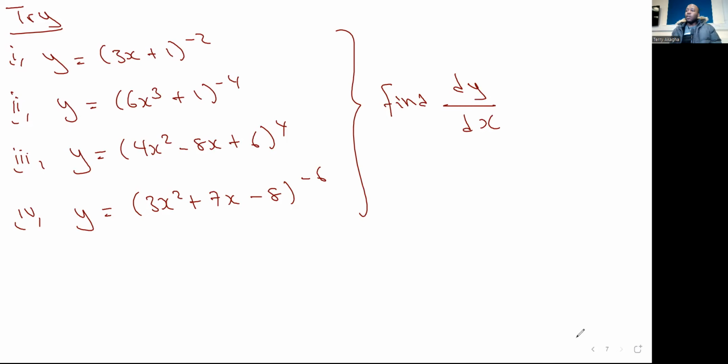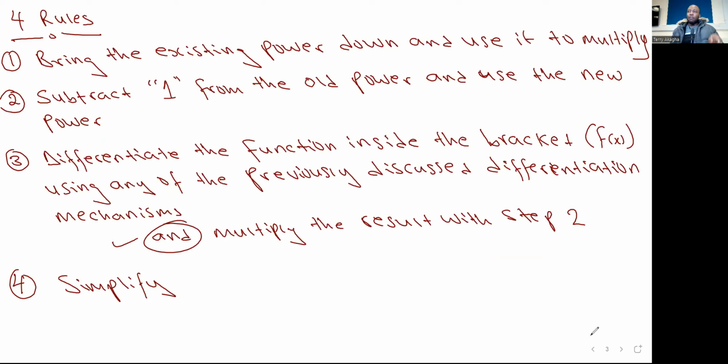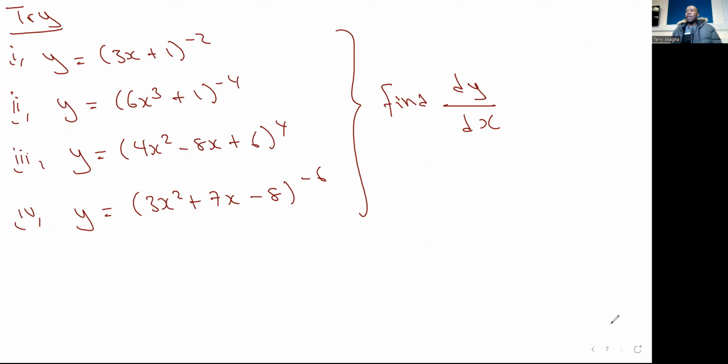And remember, while you're doing this, the first thing to do is that you have to bring the power down first. You subtract 1, then you differentiate the function in the bracket and multiply by the answer you got in step 2. Then you simplify. All right? And that'll bring me to the end for that.